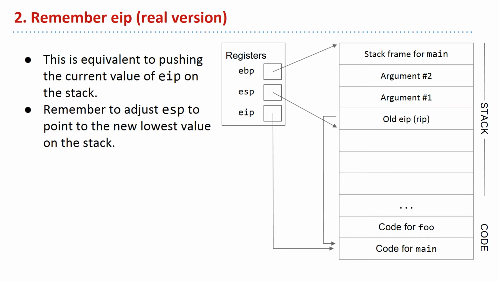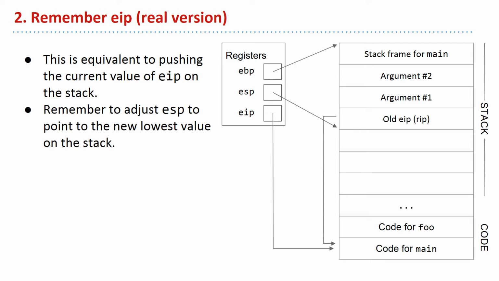So what does this actually look like? This is the equivalent of pushing the current value of EIP onto the stack. Why? Because EIP is telling us where we are in the instructions. So if I push the current value of EIP, that'll tell us where we are in the instructions so that when we come back later, we'll know where we were. And remember that as always, we need to adjust ESP to be the new lowest value. So again, I don't want this old EIP value to just be floating off in undefined areas. So I need to adjust ESP to make a note that this is something that I do want to remember. And again, this arrow is just kind of like a pointer.